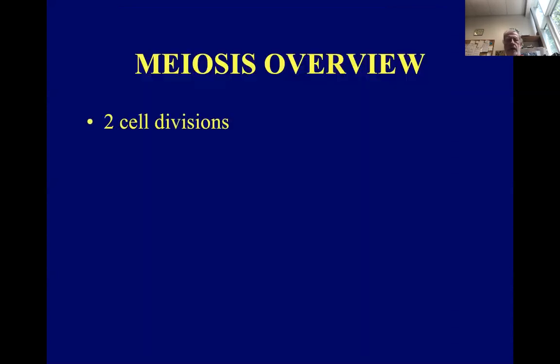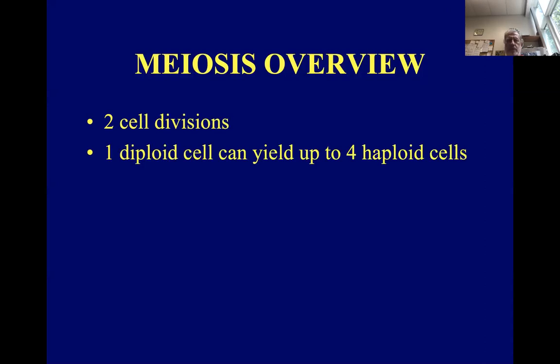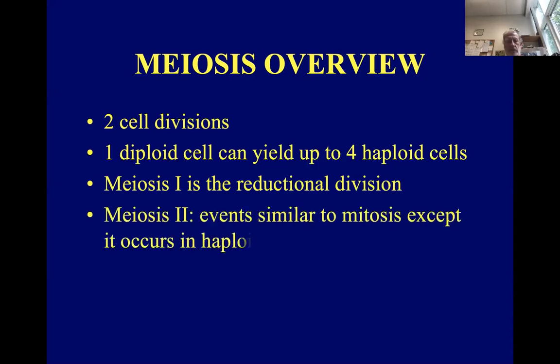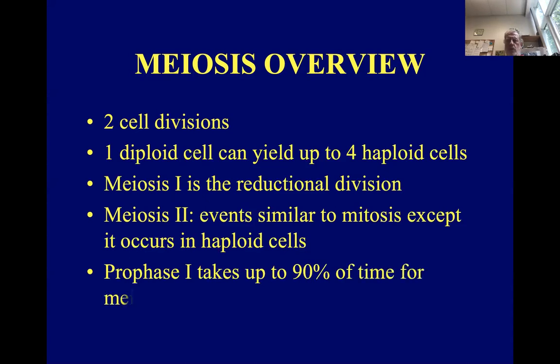So, overviewing meiosis, the process has 2 cell divisions, and 1 diploid cell can yield up to 4 haploid cells. Meiosis 1 is a reductional division, meaning the number of chromosomes is cut in half. So after meiosis 1, the cells are haploid. Meiosis 2 then, the events of this stage are about the same as mitosis, except it occurs in haploid cells. And prophase 1 takes up to 90% of the time for meiosis.